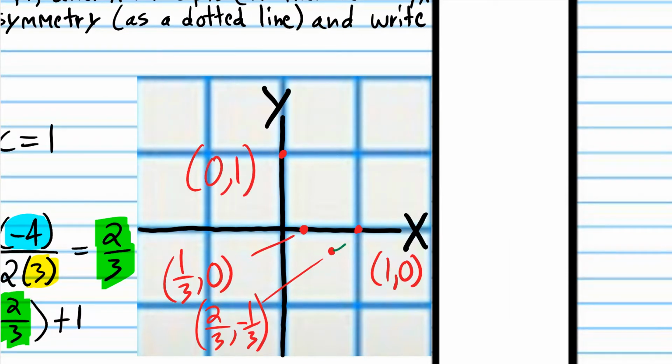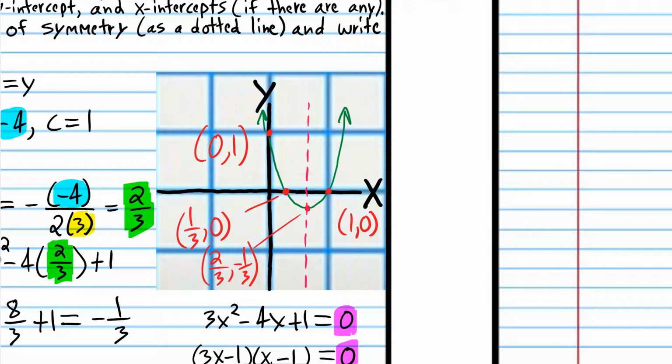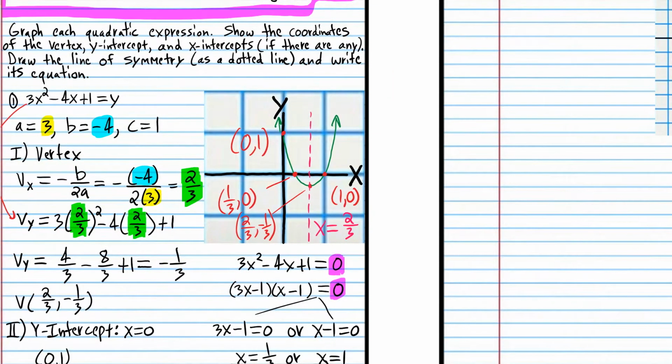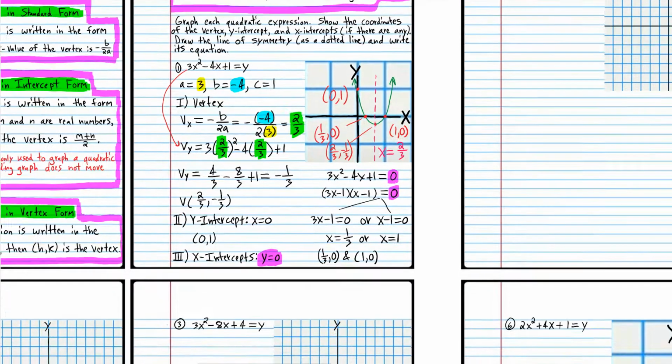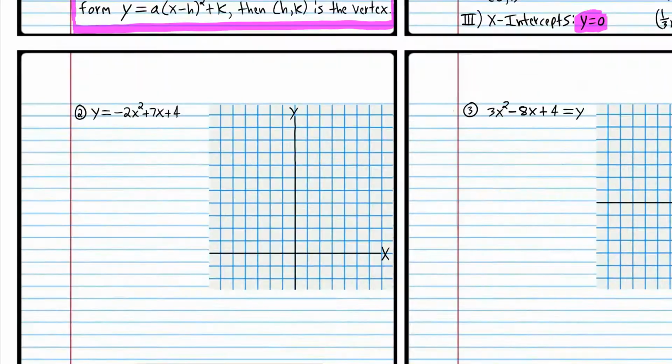And then we can just connect the dots. And of course we want to draw our line of symmetry. Okay, and we can say x is equal to 2/3. That's the equation of the line of symmetry. I don't know if that line was exactly straight, but you get the point. On to the next problem. We're going to do one more of these before you try one on your own.